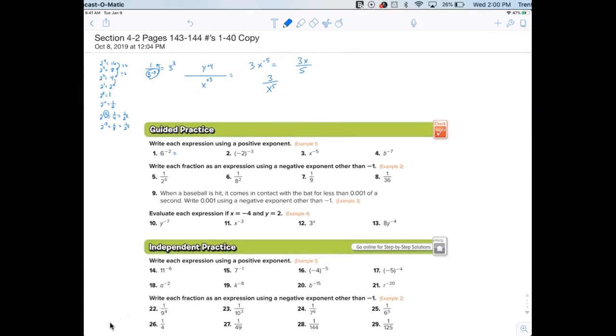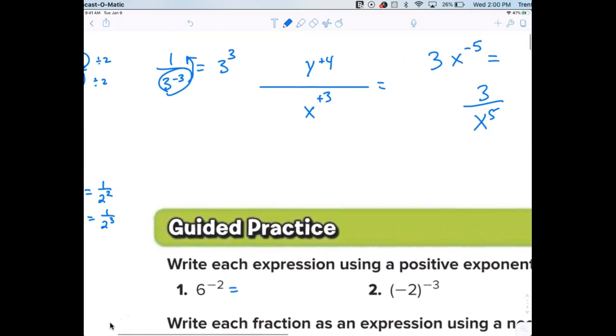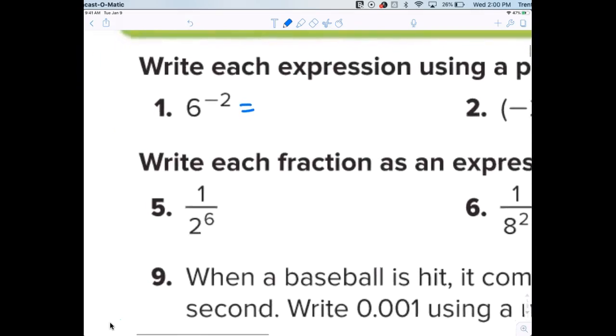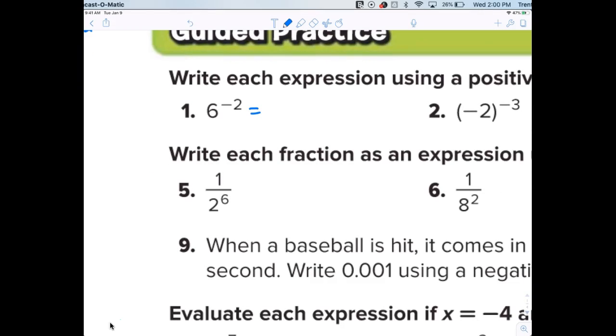So all of these problems up here, right? 6 to the negative 2, Sienna. It has a negative exponent. You move it to the denominator. So that would be 1 over 6 squared. That's the answer. 1 over 6 squared. Has a negative exponent, you just move it.